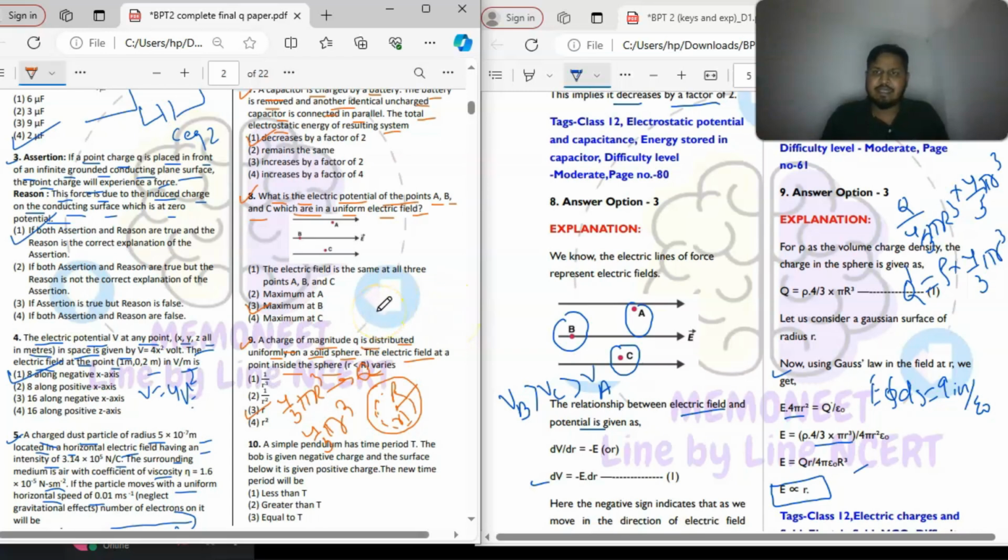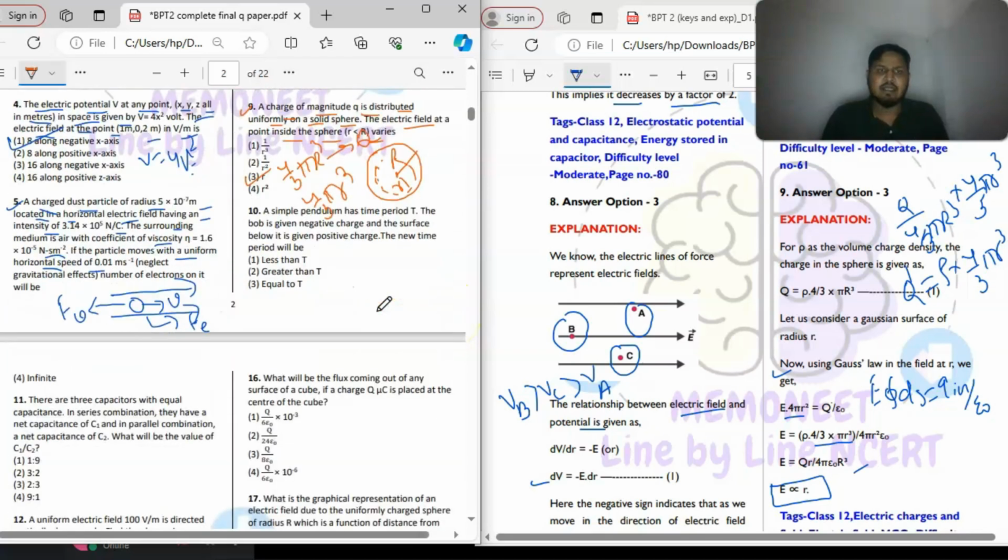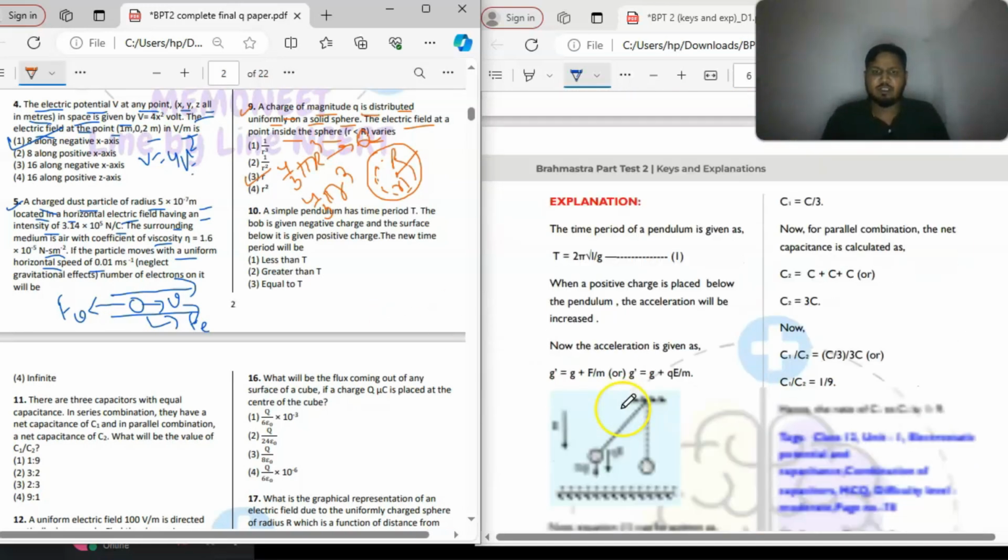Okay, so it is clear? Yeah, good. Now move to the next question. The question is that a simple pendulum has time period T. The bob is given negative charge and the surface below it is given a positive charge. The new time period will be?